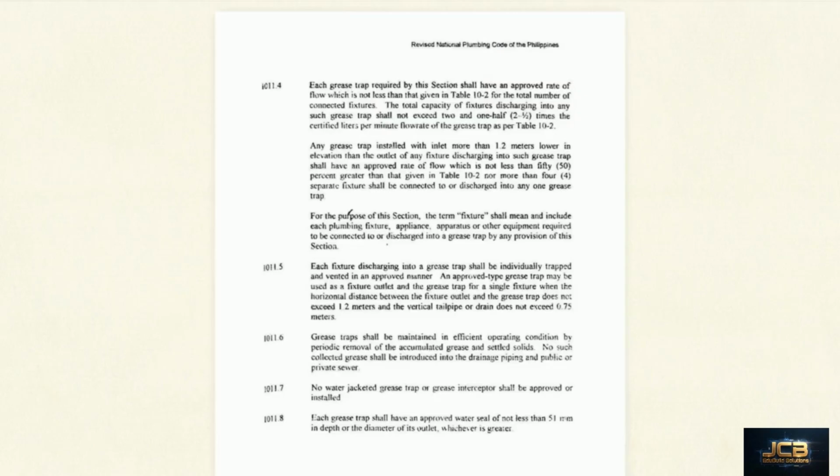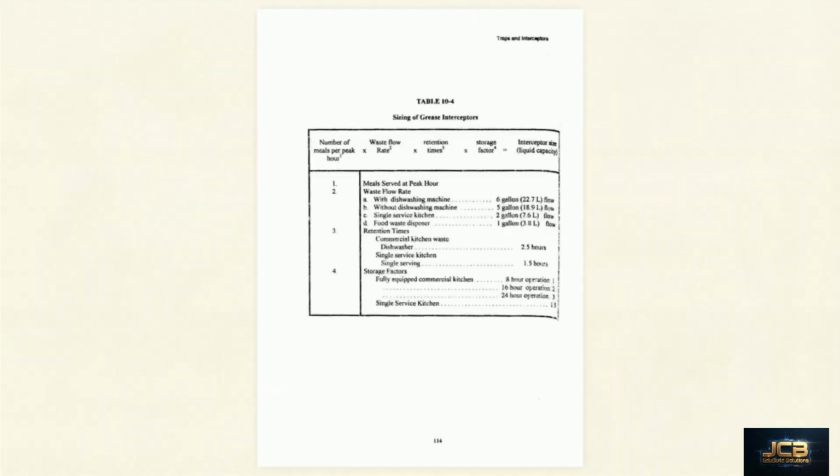This table details the exact capacity rule. The total capacity of all fixtures discharging into a grease trap cannot exceed 2.5 times the certified liters per minute flow rate of the trap itself. For fully equipped commercial kitchens, we calculate the required interceptor volume using this formula matrix: meal served at peak hour, multiplied by the waste flow rate, multiplied by retention time, multiplied by the storage factor.